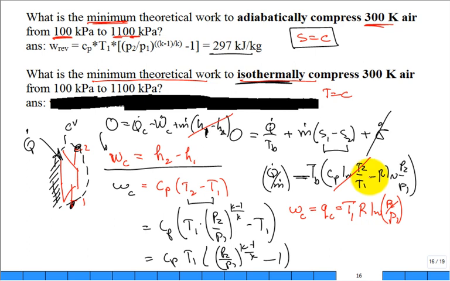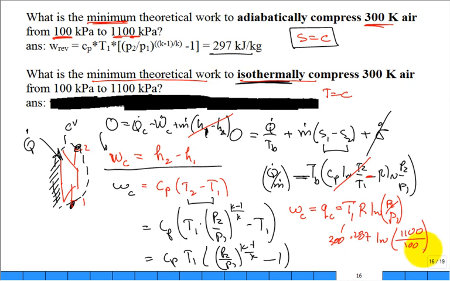I'm getting rid of the minus sign. Sorry about that, but I know what sign it is. I have to put work into the compressor. This is my equation to get the work into the compressor. I put my 300 Kelvin. I put my 0.287 kilojoules per kilogram Kelvin for my R. I put my natural log, 1,100, or did I have 1,200, divided by 100.